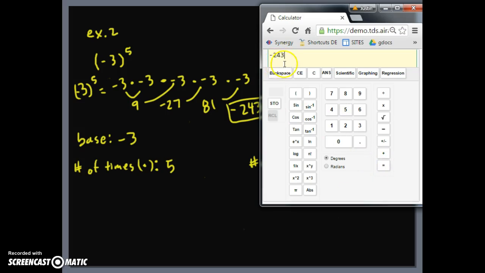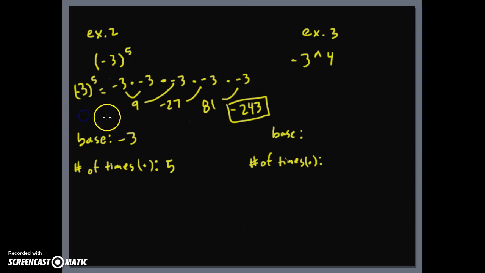So we can say negative 3 to the 5th power is negative 243. And that's what we got. So that would be our answer here. Now, example number 3 is very similar to example number 2.